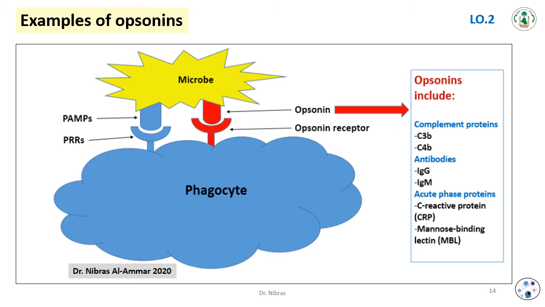Apart from that, when they bind with the parts of the pathogen, the phagocytic cell through its opsonin receptor will bind with this connected receptor and phagocytoses the microbe, in that case to eliminate the pathogen.